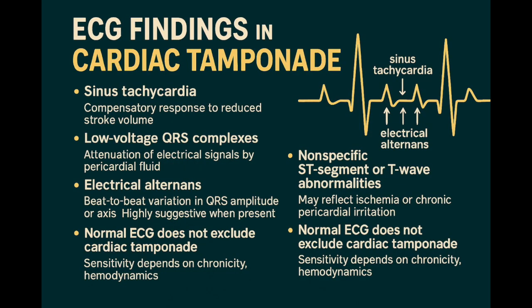Another important finding is the presence of nonspecific ST segment or T-wave abnormalities. These may reflect ischemia secondary to reduced coronary perfusion or the effect of chronic pericardial irritation. Occasionally, patients may display pseudo-low-voltage patterns if there is concurrent obesity, chronic obstructive pulmonary disease, or large body habitus. These conditions also reduce QRS amplitude, so interpretation must be guided by the clinical context.